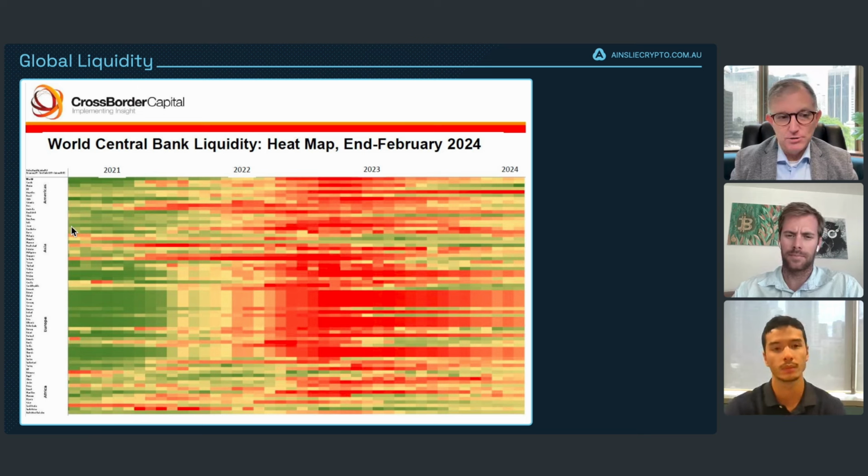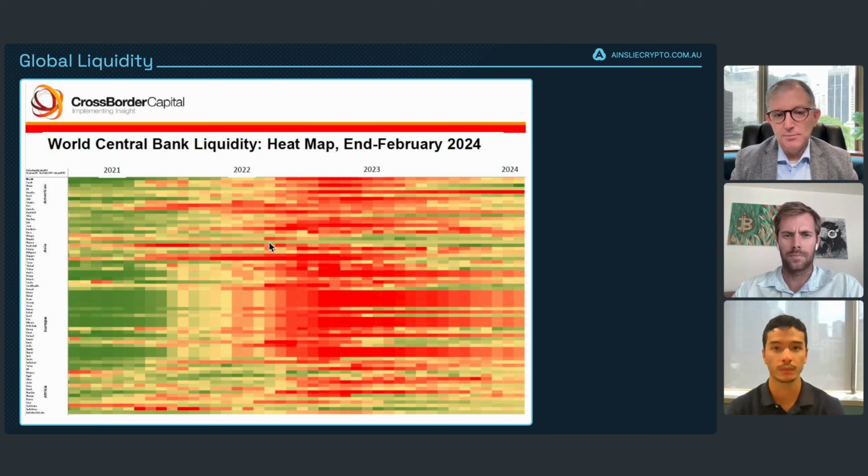Absolutely. We show this chart as well, which is the same thing. It just lists all the countries down here on the left, and you can see green indicating that they're injecting liquidity, red indicating that they're extracting liquidity. And when you look across this, you can see it's unfolded over a long period of time, but we had heavy green back when we were coming out of COVID.